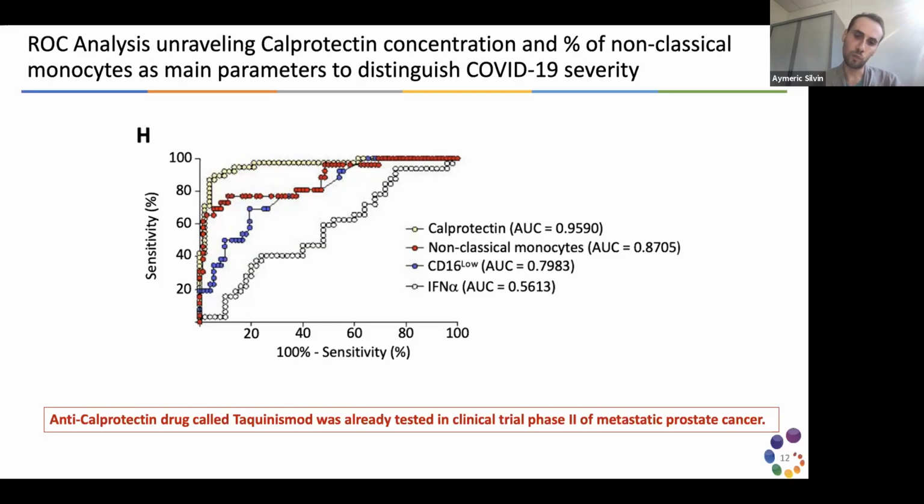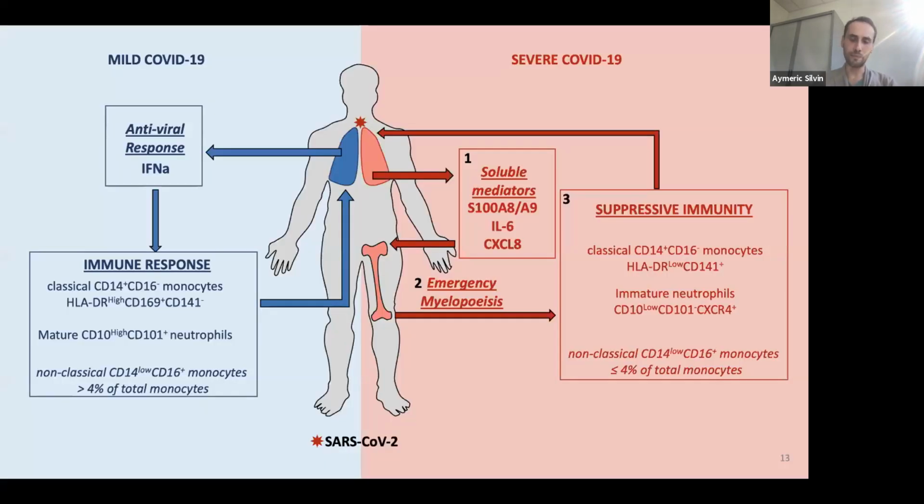And then, of course, in the discussion, we discussed the fact that calprotectin is a very good target. It has been shown to induce myeloid emergency. And it seems that it can also induce an immunosuppressive response. So we propose to use an anti-calprotectin drug, which is called tasquinimod, that has already been tested in a clinical trial phase 2 of metastatic prostate cancer. And here is basically the hypothesis of the result that we got.